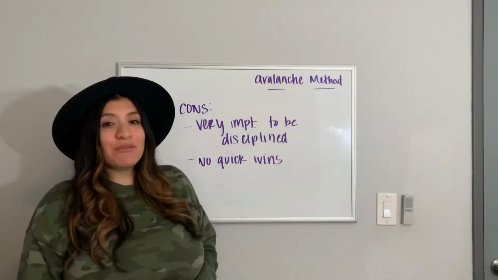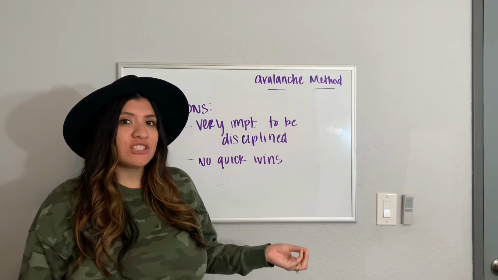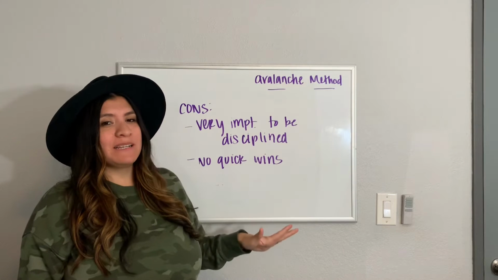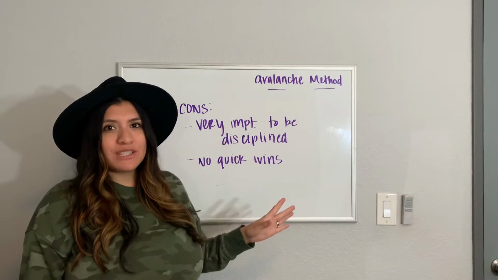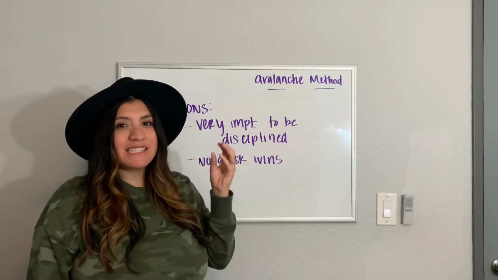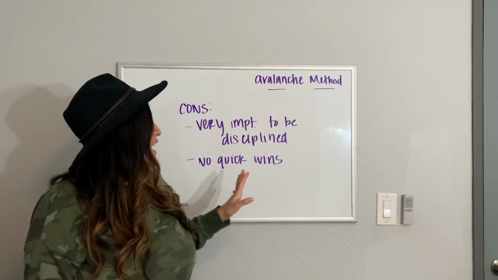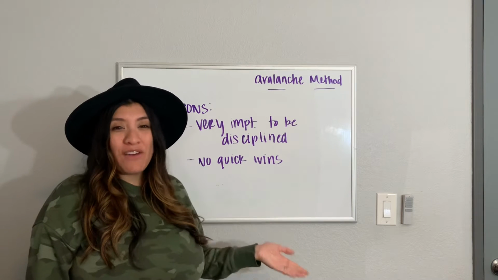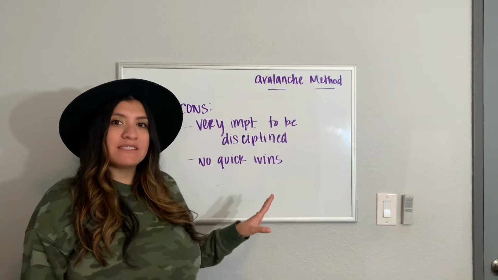Next, I'm going to go over the cons in regards to using the Avalanche Method when paying off your debt. Number 1, it's very important that you are disciplined, because you're not going to experience quick wins due to balances being all over the place. That's going to be hard to stay motivated. So it's very important to stay disciplined on that method. And then number 2, quick wins aren't going to come so fast. So you want to stay motivated if you're going to try out this method.